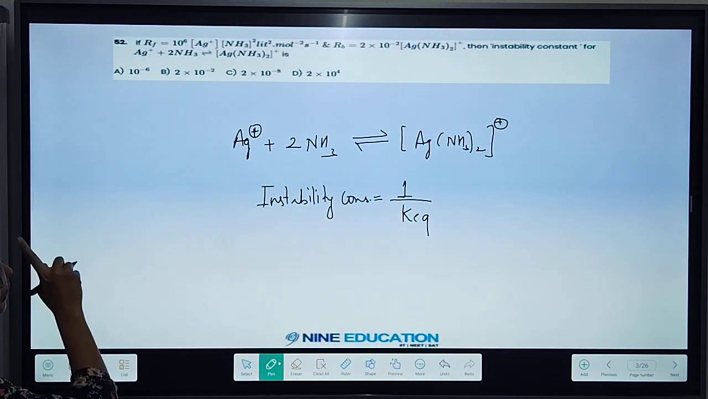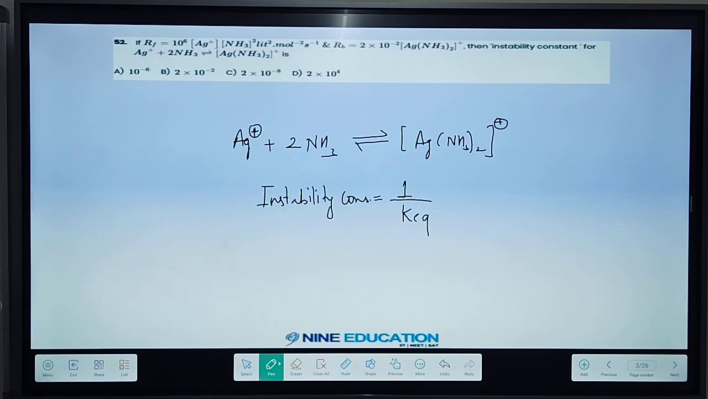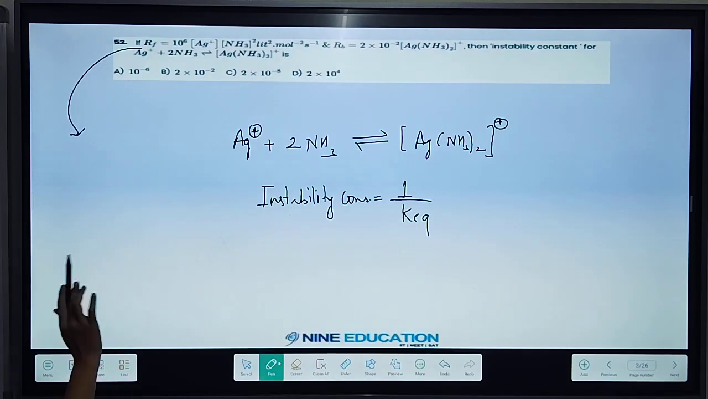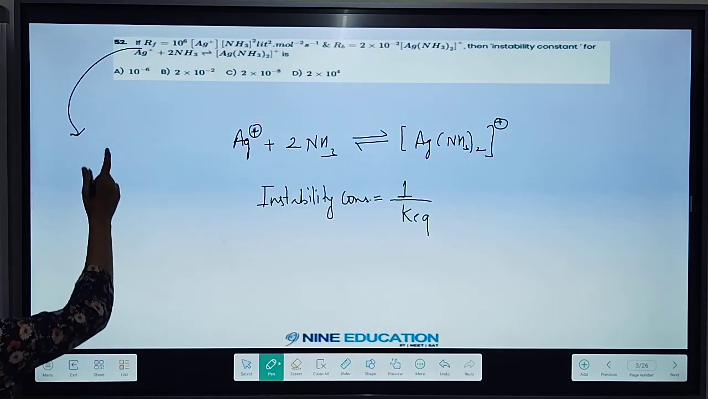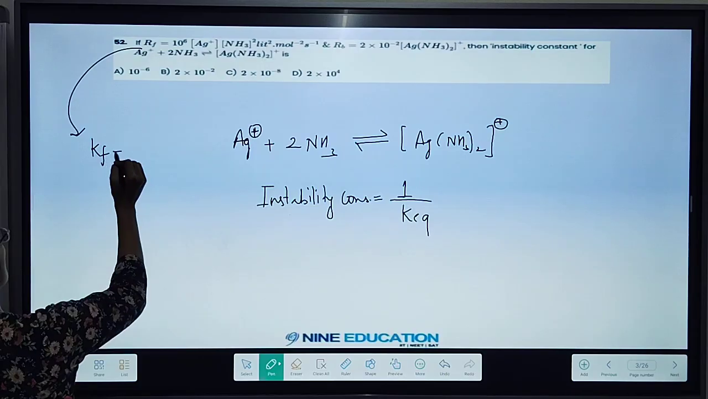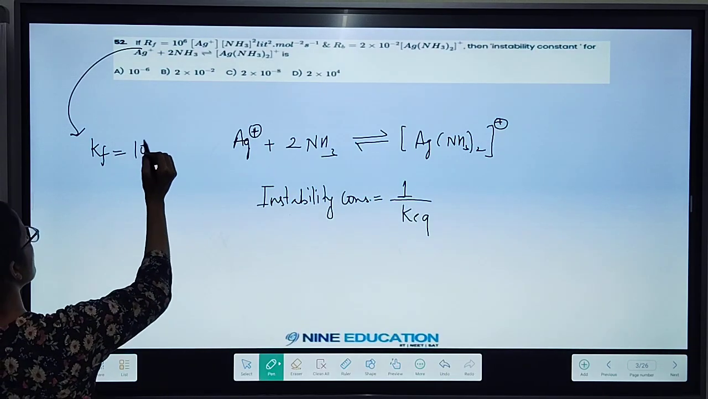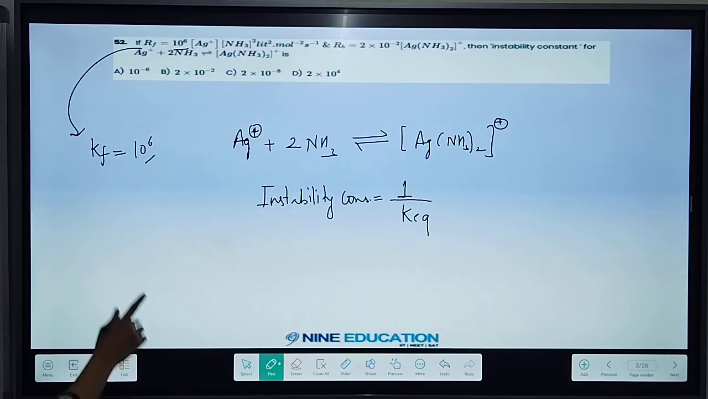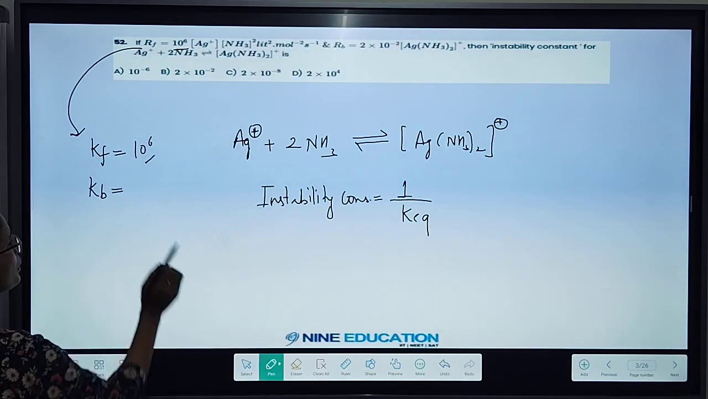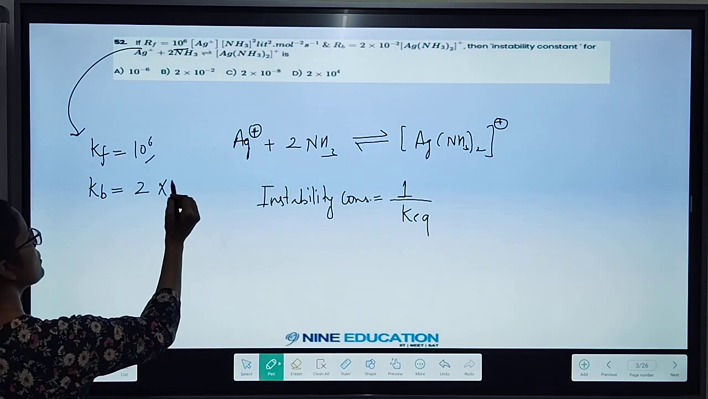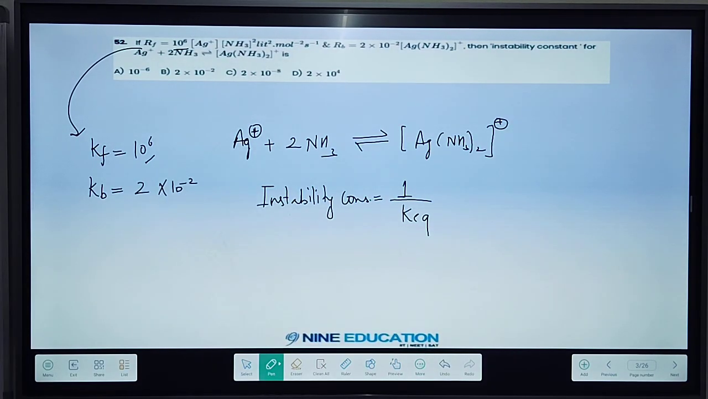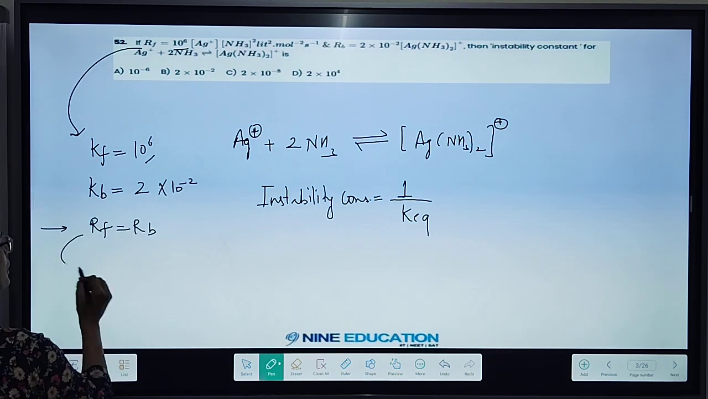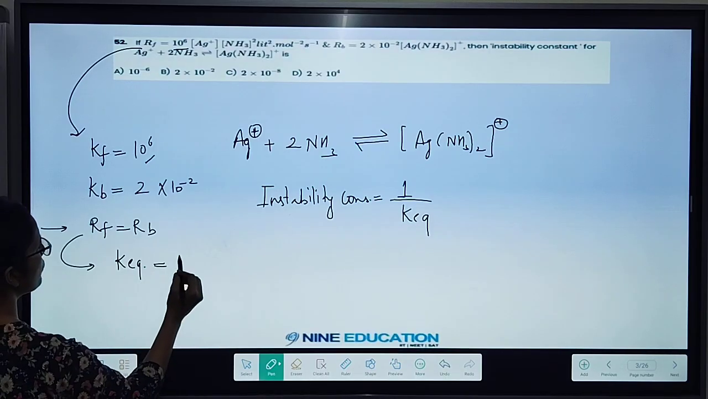And in order to find K equilibrium, they have given you data which is Rf and Rb. Rf means the rate of the forward reaction, and Rb means the rate of the backward reaction. Now in this rate of forward reaction, can I say that the rate constant of the forward reaction is given as 10 raised to power 6, right, Kf? So this is nothing but the rate constant of the forward reaction. Likewise, we have Kb, which will be the rate constant of the backward reaction. It is 2 into 10 raised to power minus 2. And we know that at equilibrium Rf will be equal to Rb, and with this we understand K equilibrium will be equal to what?